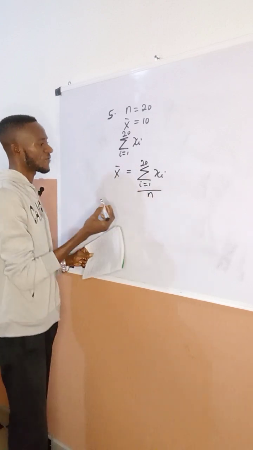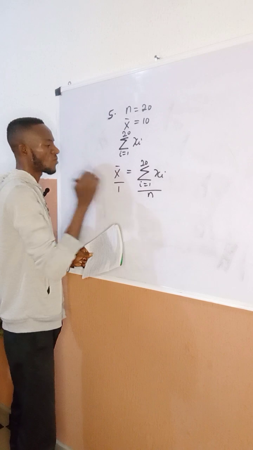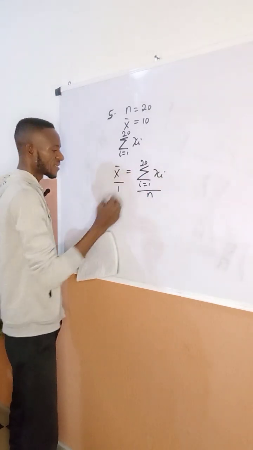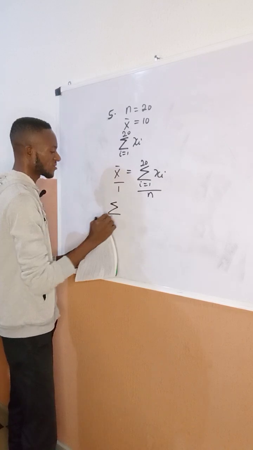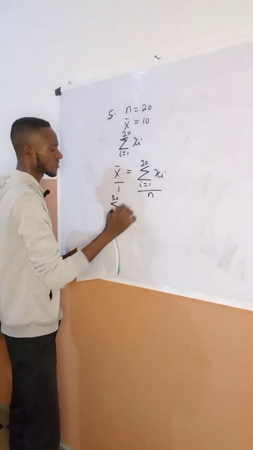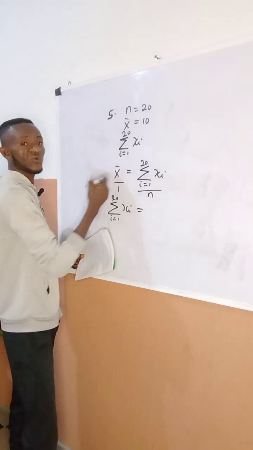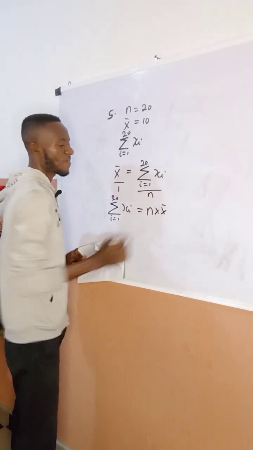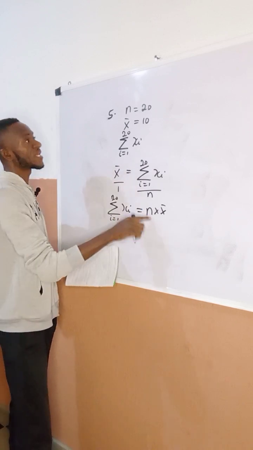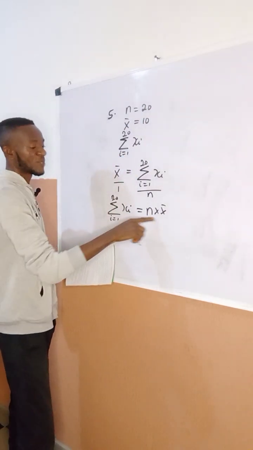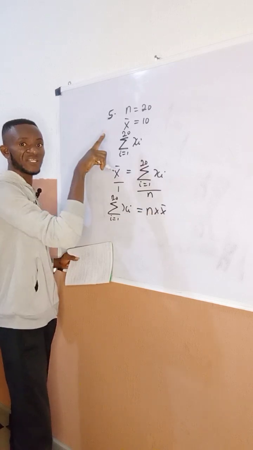And in our own case here, of course, I can say for convenience all over 1, so that one can multiply this to return that. And I'll be able to have that summation i running from 1 to 20 of x_i equals n times x bar. I've been given n to be 20, and I've been given x bar to be 10. So in their places, I will make the substitution.